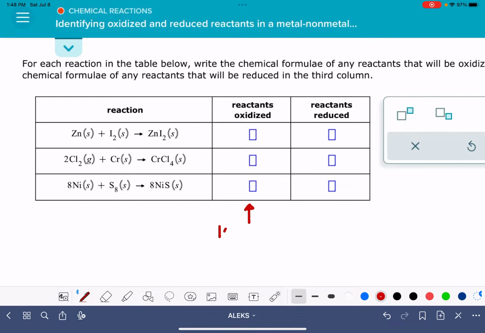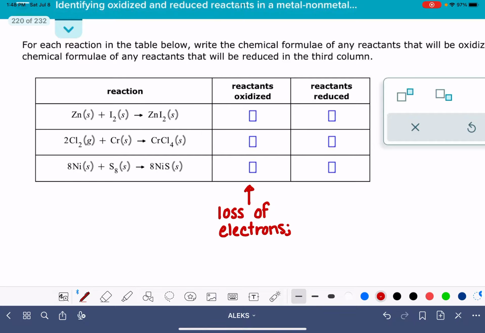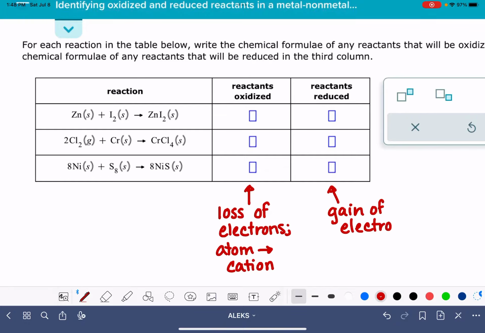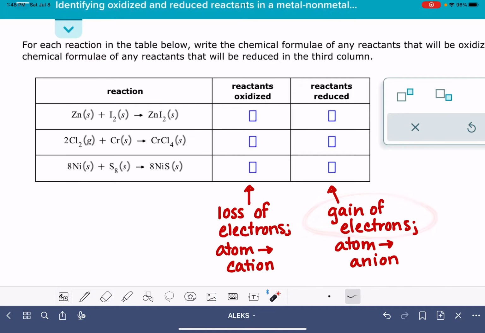Oxidation is the process involving the loss of electrons. For this particular ALEKS problem, we can define oxidation as an atom or an element in its atomic state turning into a cation. A cation is something that is short or missing electrons because it has lost electrons. The reduction process is the opposite. It is the gain of electrons. For this problem, we can define that as an atom in the atomic state turning into an anion. An anion is a negatively charged ion, and it's negative because it has gained extra electrons.